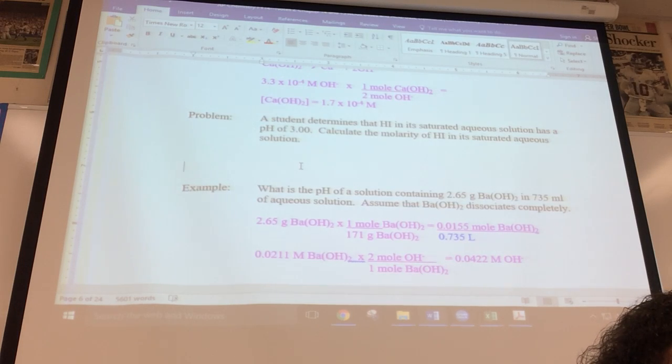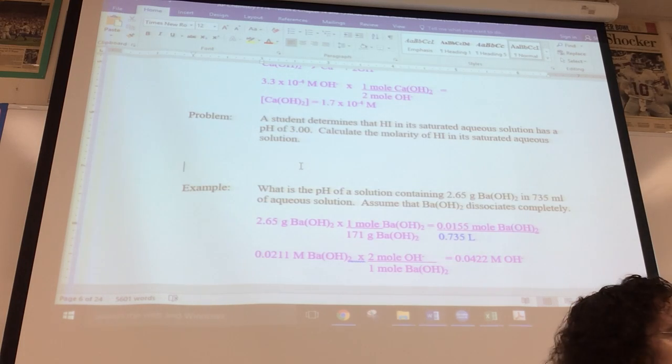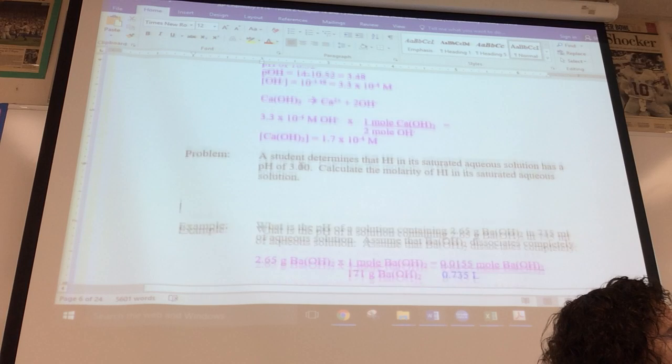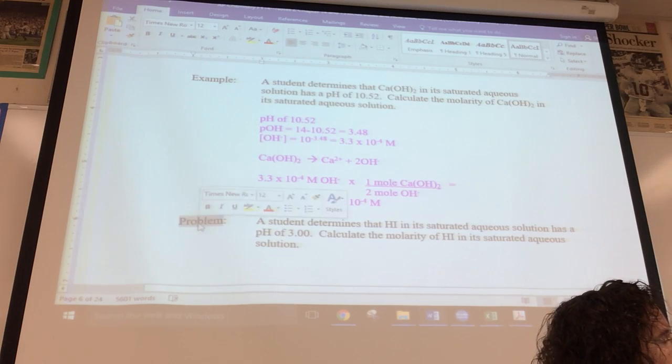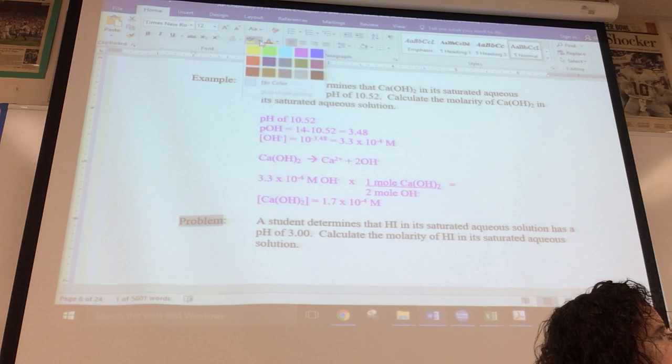Look at what they give you. Look at what you want to know. Watch your sigs. You want that? But I want you to do this problem. Obviously not the one that's been done. Hey, goofballs, do it.